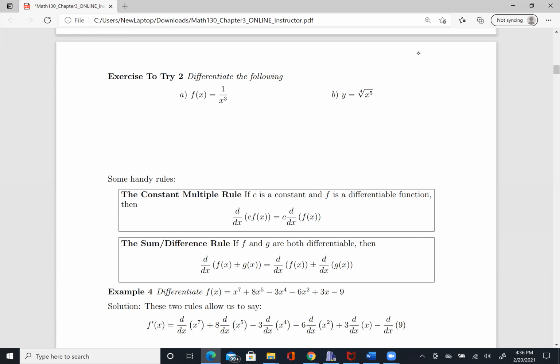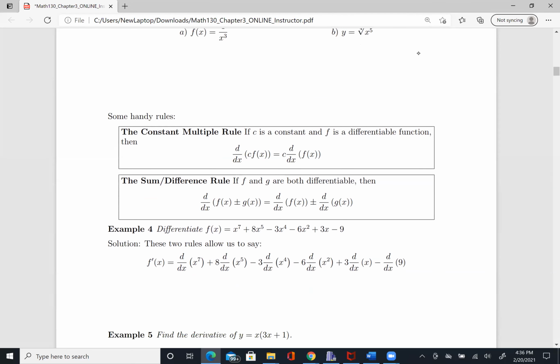Also, there is another handy rule, the sum or difference rule between two functions. When you take the derivative, you can just split it and take the derivative of each function. Okay, so let's do an example and see what happens.